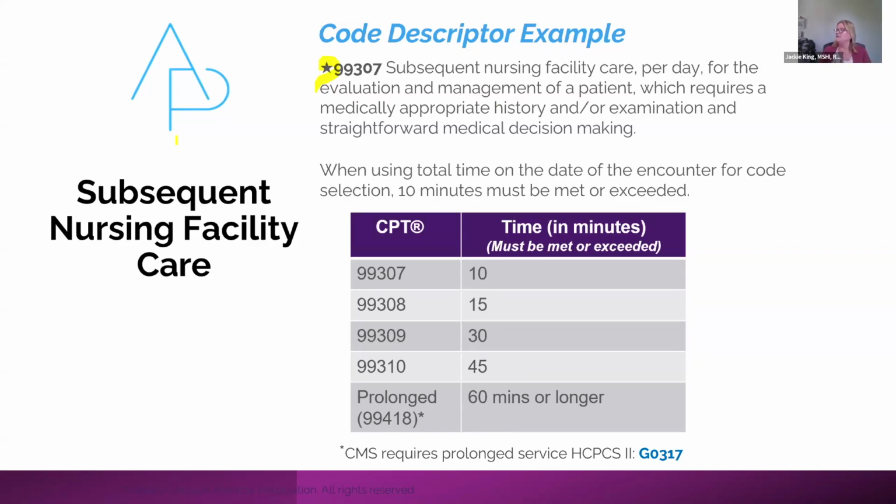So it still has the evaluation and management of a patient, which requires a medically appropriate history and/or exam. This one has straightforward all by itself. 99307 is by itself. This is low medical decision making, moderate, high, and then your prolonged service code is listed down here. But remember, G0317. So in your CPT manual, because you've got to flip the page, when you're looking at that parenthetical note, make sure next to that 99418 you put G0317 for Medicare, so you don't accidentally bill the wrong thing. And the time is much lower. You don't have to meet the time is high because you kind of know the patient already.